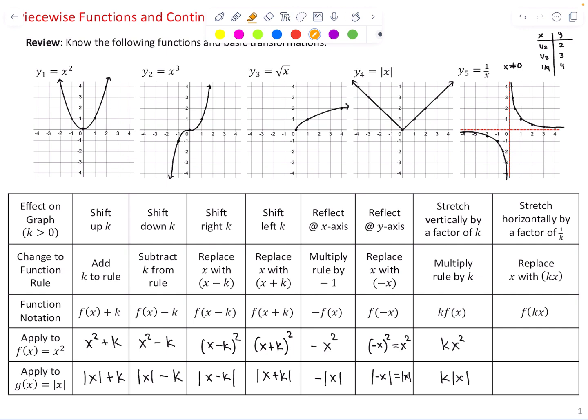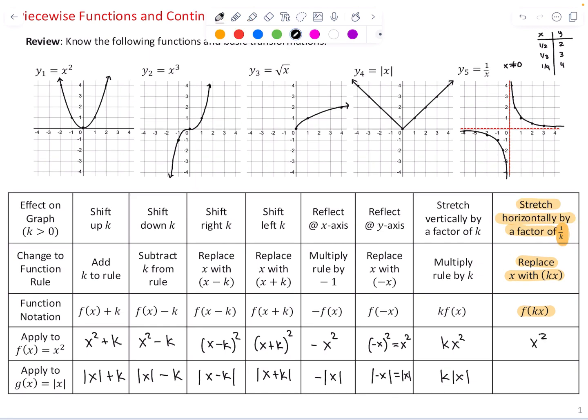And finally, if you replace all x's with kx, in other words, you do f of kx, this will be a horizontal stretch, but by a factor of the reciprocal of k. In the case of x squared, this would look like delete the x, replace it with kx. So the k is inside the parentheses. And this would be a horizontal stretch by a factor of 1 over k. And in the case of absolute value of x, delete the x, replace it with kx, and this would be a horizontal stretch by a factor of 1 over k.